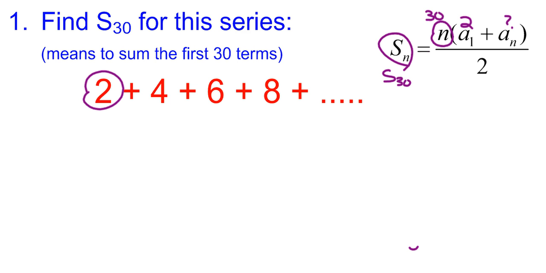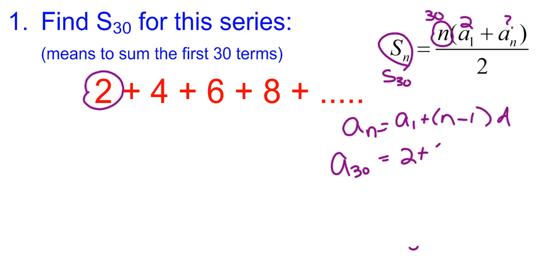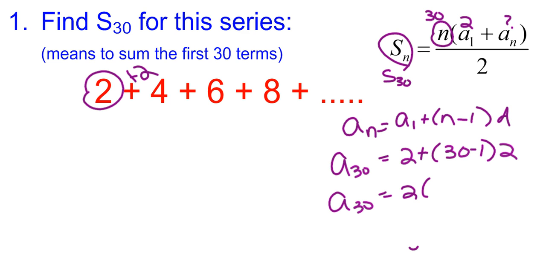So can I find A sub n? Look at your formula sheet. The first formula under arithmetic is this one: A sub n equals A1 plus n minus 1 times the common difference. I know all of this, so I can find the 30th term. A1 is 2, n is 30, and my common difference looks like I'm adding 2 every time, so it is 2. Simplifying, 29 times 2 is 58, and 58 plus 2 is 60. So now, instead of a question mark, I know this value is 60. I have all my variables except the one I'm looking for, S sub 30.